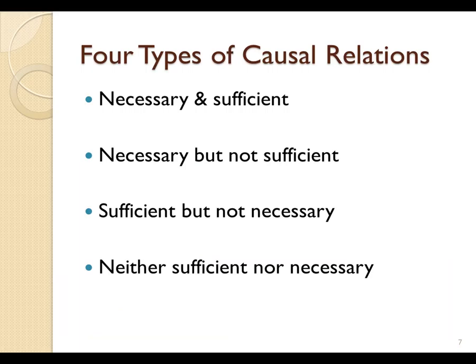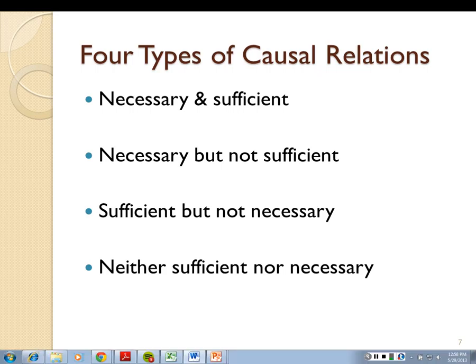There are 4 types of causal relations. The first is that a factor is both necessary and sufficient, meaning that the disease will only occur if the factor is present and the exposure will always lead to disease. This type of relationship is rarely encountered. A factor may be necessary but not sufficient, in that the factor must be present for the disease to manifest, but the factor alone will not produce the disease. That's the example we had of factor A in the previous slide.